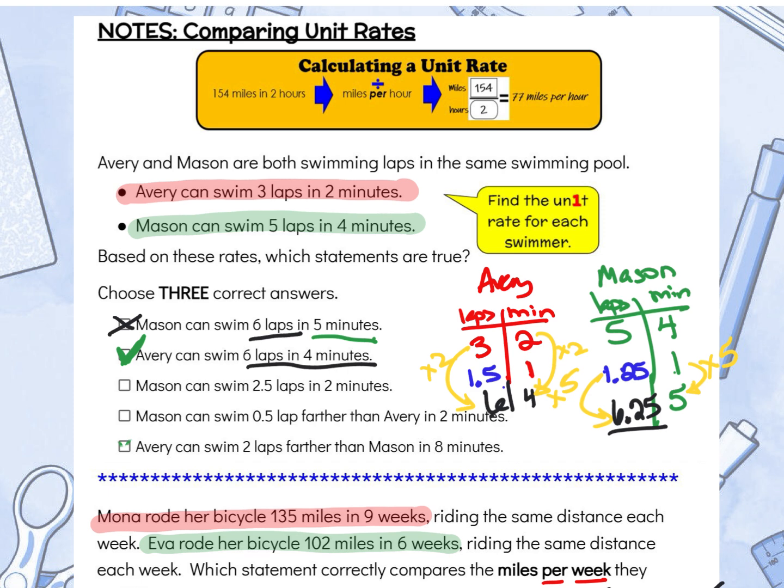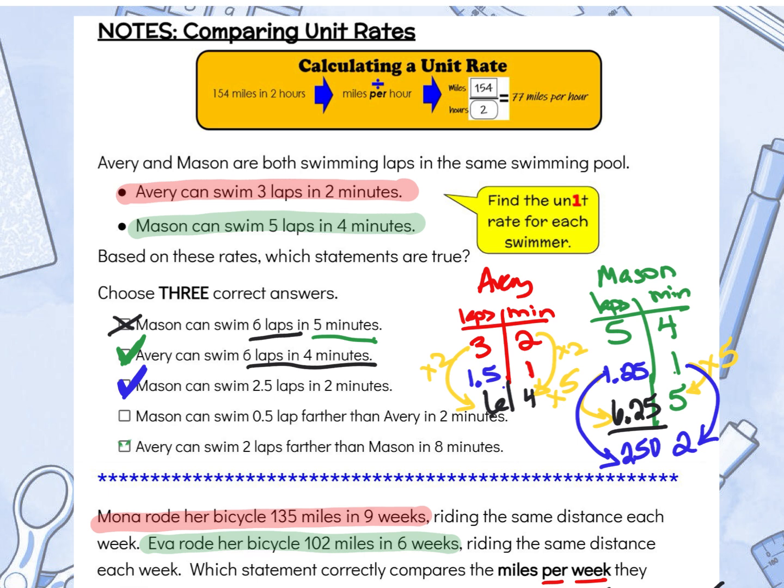Next one, Mason can swim 2.5 laps in 2 minutes. So we're back to Mason's table, and we have 2 minutes. Well, 1 minute is 1.25, so double that would be 2.50 or 2.5. So that one is also true.